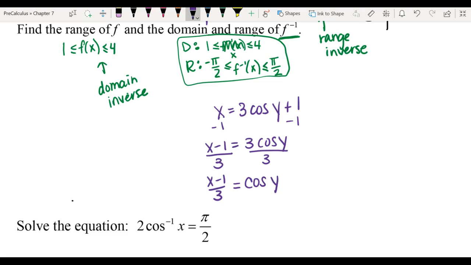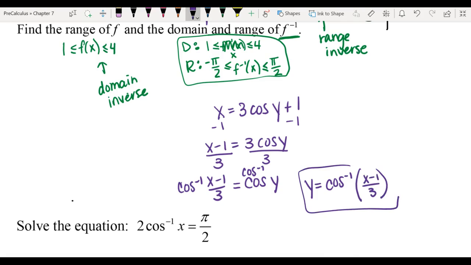Cosine is considered a parenthesis or an exponent level. How do you get rid of a cosine? The inverse. So you do cos inverse. So y equals cos inverse of x minus 1 over 3. That would be your equation of your inverse.